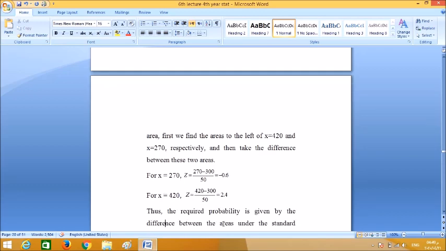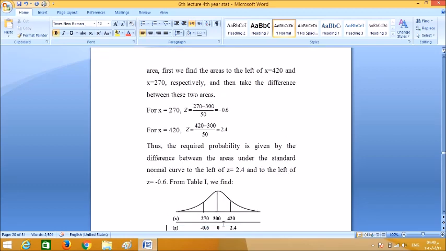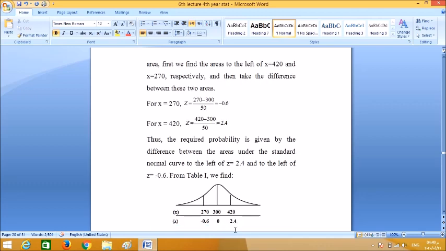So we want to compute the probability that a randomly selected student has a pocket money between 270 and 420. This means that Z will be between minus 0.6 and 2.4. So we have to compute this probability from Z equal minus 0.6 to Z equal 2.4.